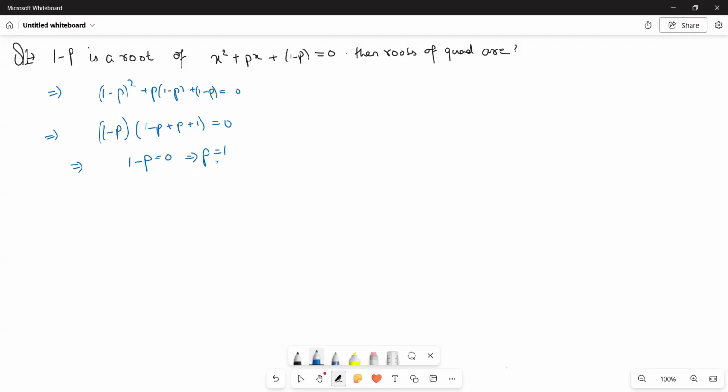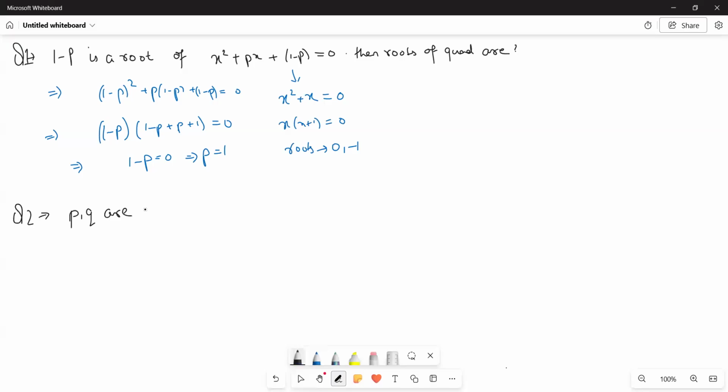Okay. Now, if p is equal to 1, what happens to the quadratic? x square plus x equal to 0. And what are the roots of x square plus x equal to 0? x taken common, x plus 1. So the roots are 0 and minus 1. Okay. Next question.